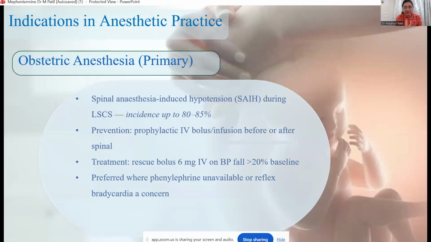Clinical uses. Indication in anesthetic practice, obstetric anesthesia: spinal anesthesia induced hypotension during LSCS, incidence up to 80 to 85%. Prevention: prophylactic IV bolus or infusion before or after spinal. Treatment we use is a bolus of 6 mg IV when BP falls more than 20% of baseline. Preferred where phenylephrine is unavailable or reflex bradycardia is a concern.